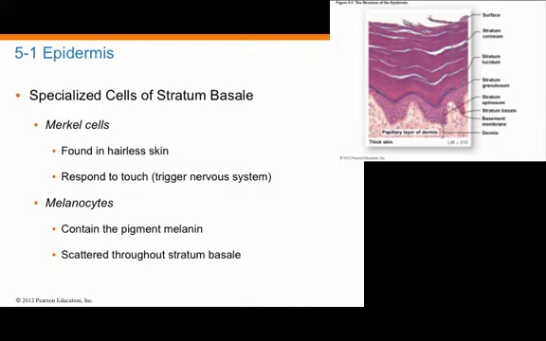Merkel cells are receptor cells that are found in hairless skin that respond to touch and will trigger the nerves in the dermis to send the information to the central nervous system. Melanocytes are another specialized cell scattered throughout the stratum basale. Melanocytes contain the pigment melanin. We will discuss melanocytes and how they affect skin color later in this module.